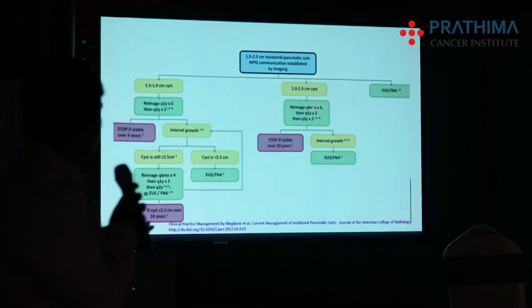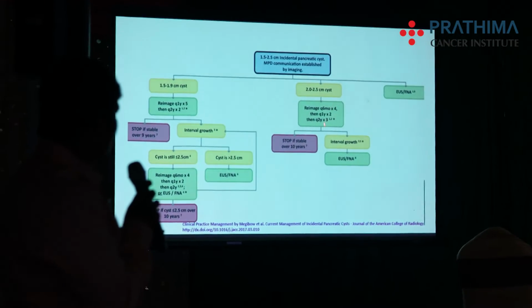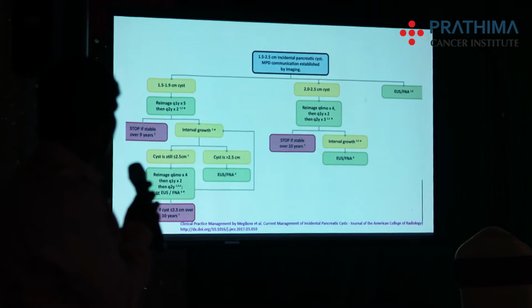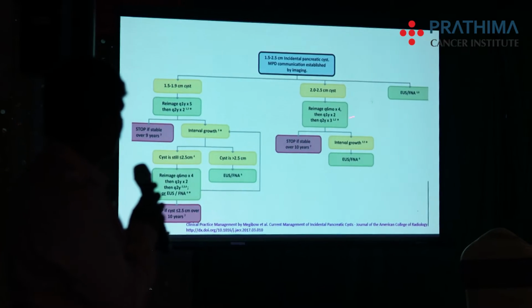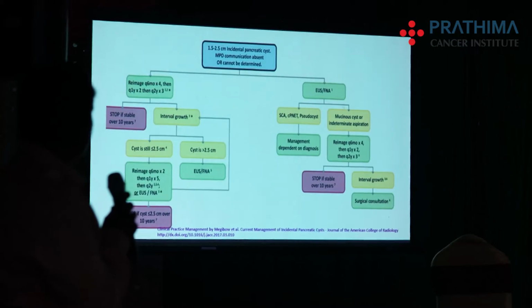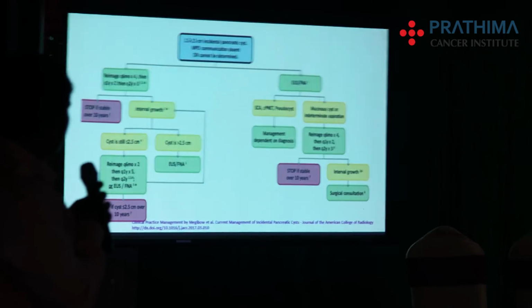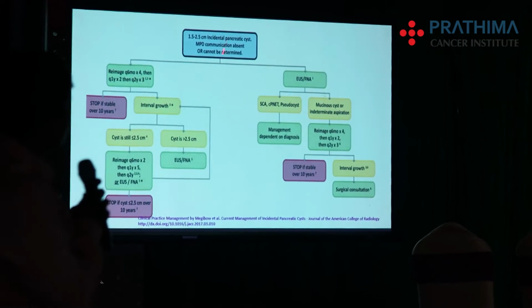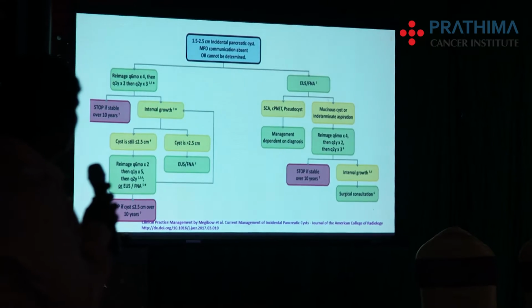So if it is more than 2 centimeters, do re-imaging every 6 months, then every 1 year, then every 2 years. If it is stable, stop the re-imaging. If there is any interval growth, go directly for US guided FNAC. And if there is no main pancreatic communication, that is mucinous cystic neoplasms, you can go for two approaches.